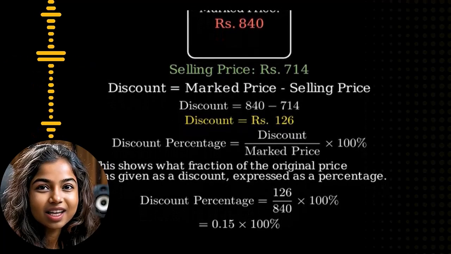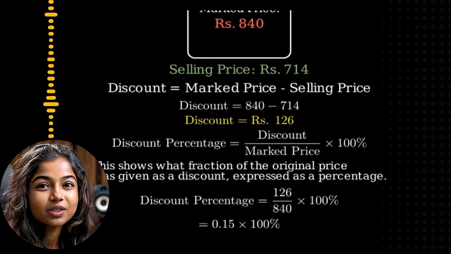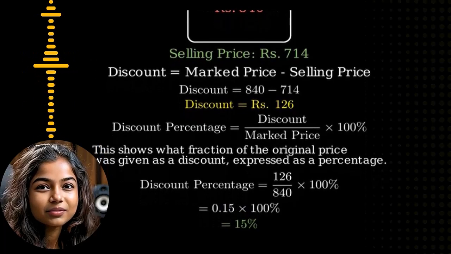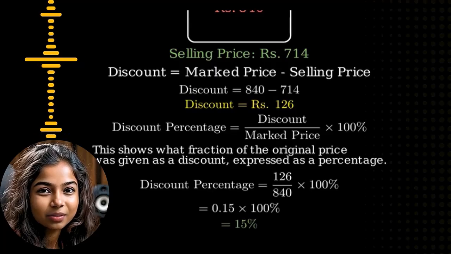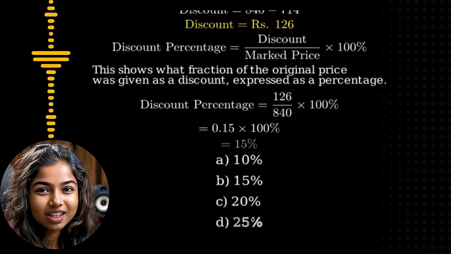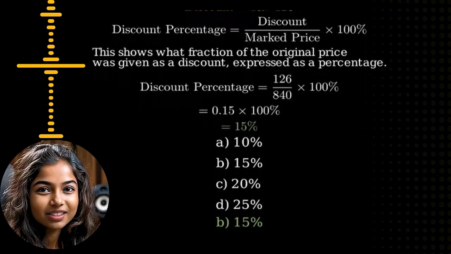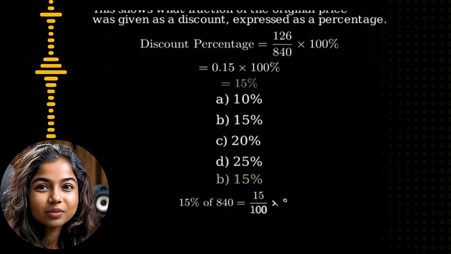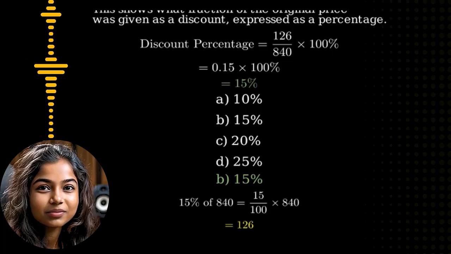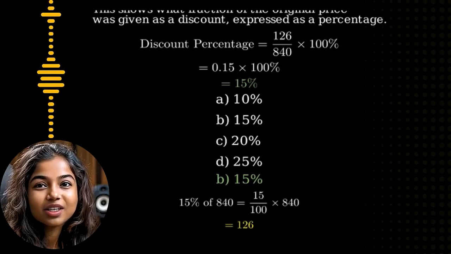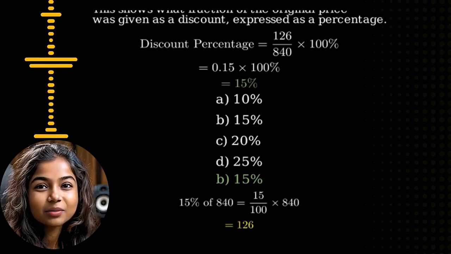126 divided by 840 equals 0.15. And when we multiply that by 100, we get 15%. Looking back at our options, we can see that 15% was option B, which is our correct answer. We can verify this by calculating 15% of 840 rupees, which would give us our discount amount of 126 rupees.